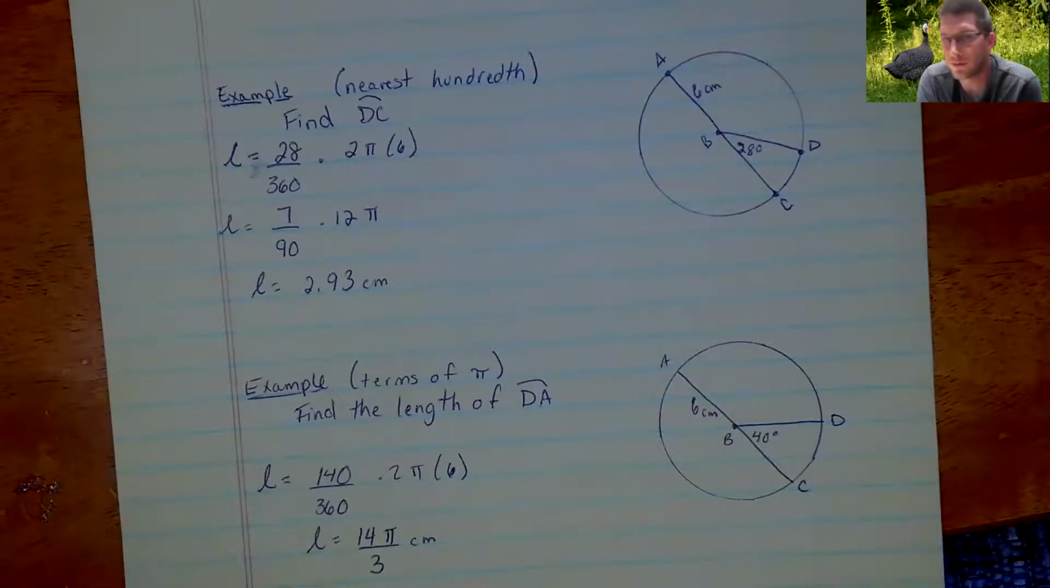I get 28 over 360 reduces to 7 over 90. 2 times 6 is 12. And then I'll just plug that into my calculator because this one wants to the nearest hundredth, and I'll get 2.93 centimeters for that arc length.